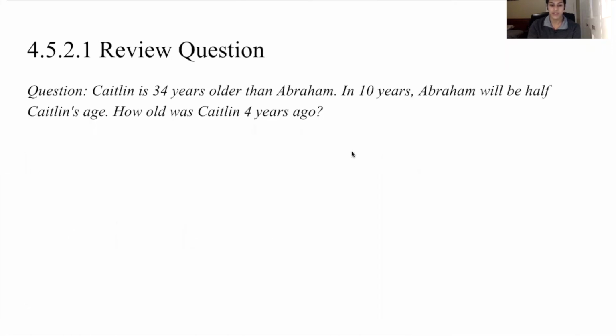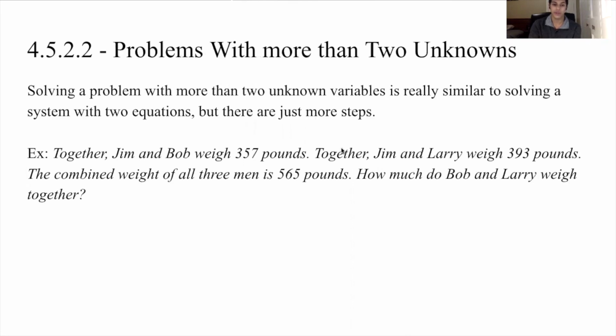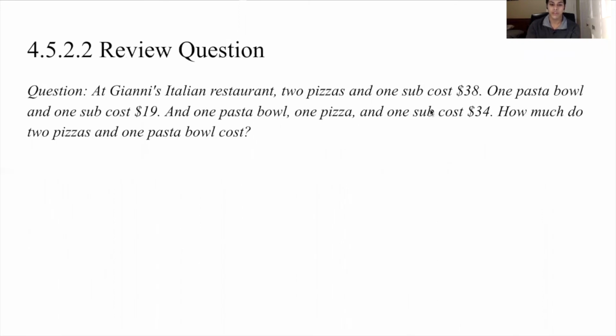And then next we did a review question where we found Caitlin's age 4 years ago was 54 years. Then we learned about problems with more than 2 unknowns, which is actually really similar to systems of equations with just 2 unknowns. And what we just have to do is come up with more than 2 equations and use more than 2 variables, but the methods that you can use are just the exact same, except it'll take more steps. And then finally, we did a review question where we found that at Gianni's Italian restaurant, if you want to order 2 pizzas and 1 pasta bowl, that is $41.